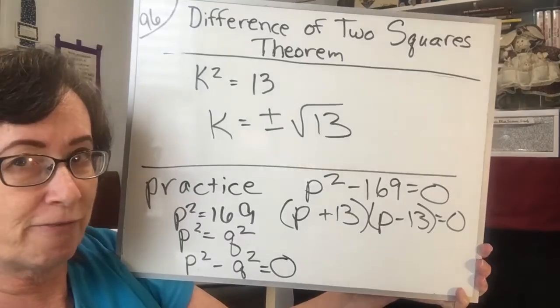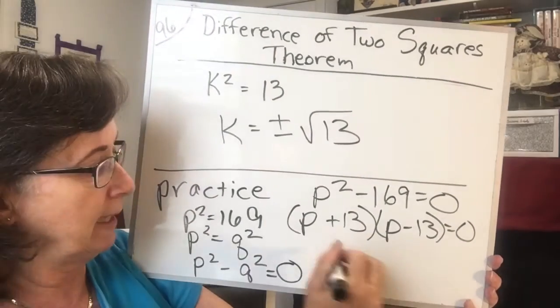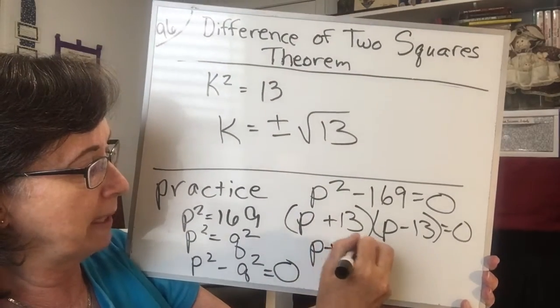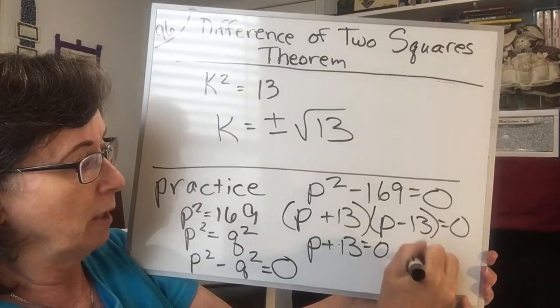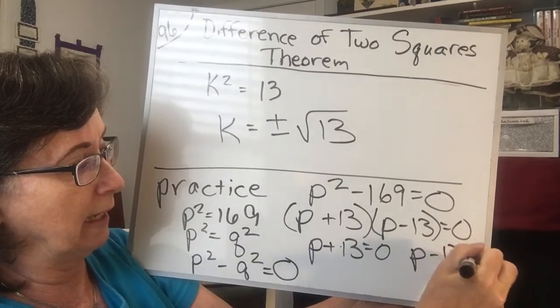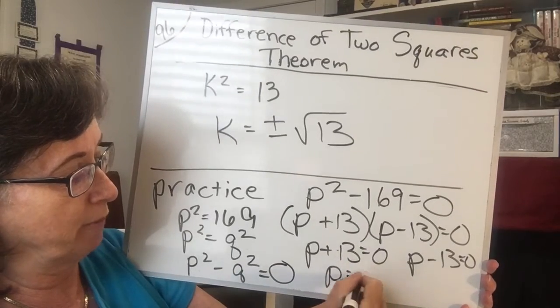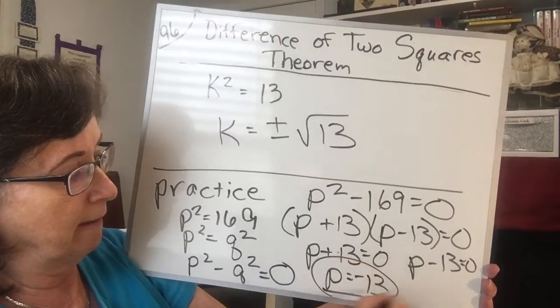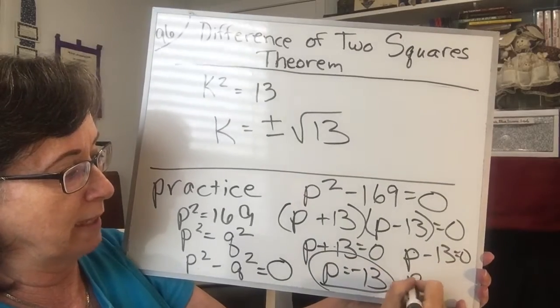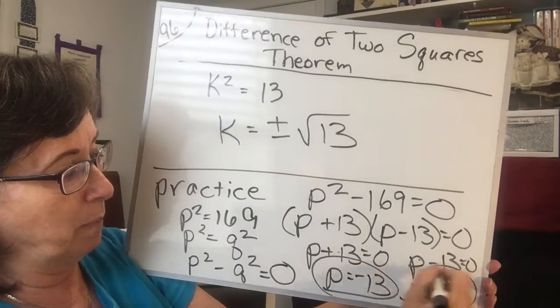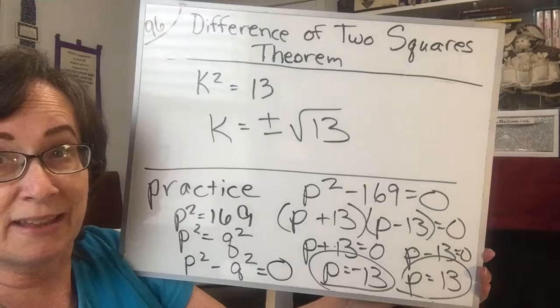Then with our 0 factor property, we set each one of these equal to 0. P plus 13 equals 0. P minus 13 equals 0. P equals, subtract 13 from both sides, add 13 to both sides. And we get p is plus and minus 13.